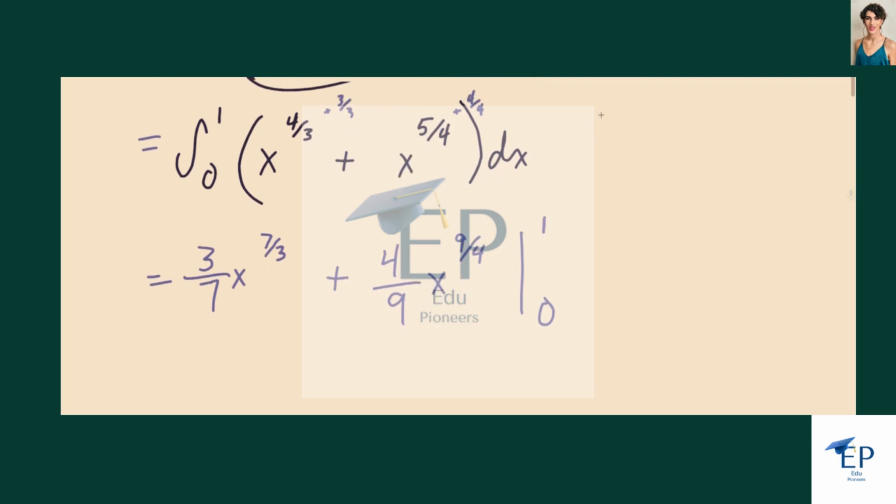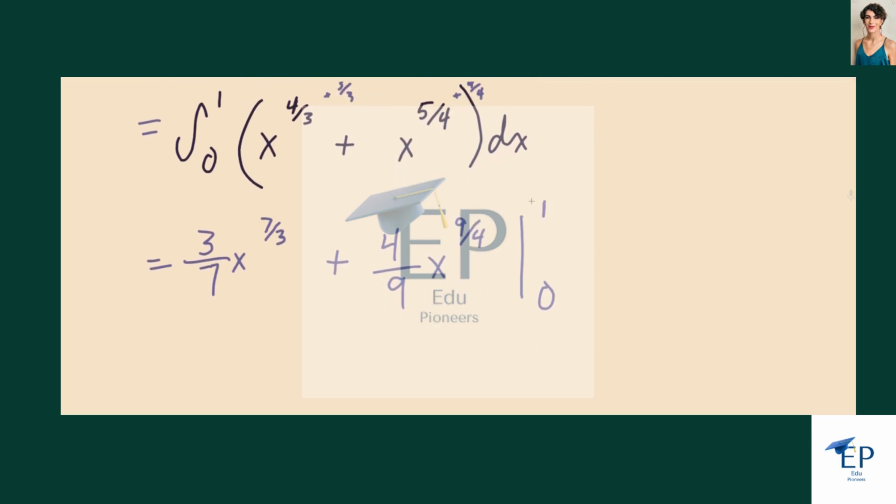So what's really nice about this problem is when you plug in the upper bound in for your x's, well, 1 to any power is just 1. Think of the cube root of 1 is 1, to the 7th power is still 1. So we're just looking at 3/7 plus 4/9. And then you'd be subtracting off.